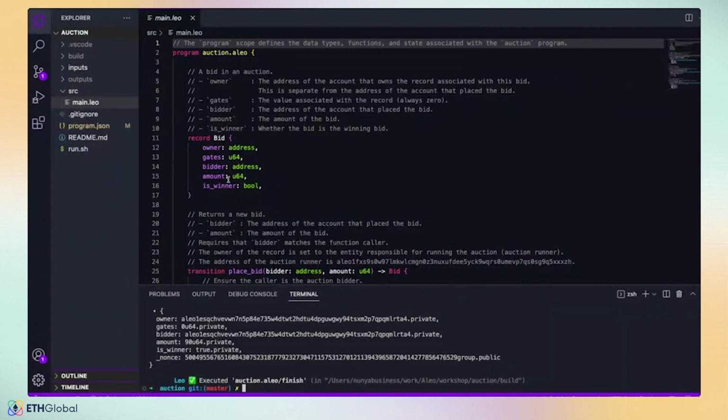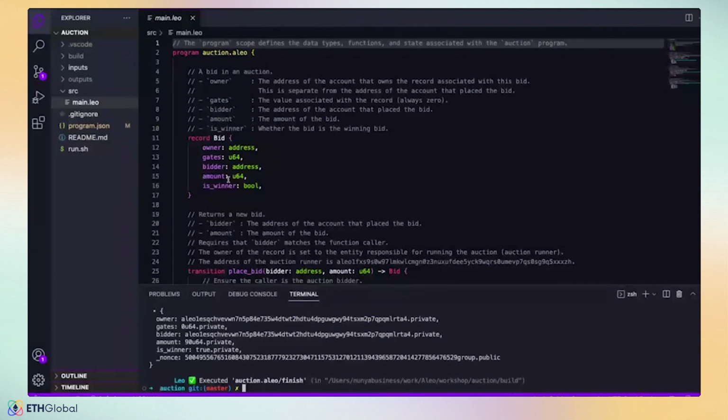Just step through the code a bit and step through the design. So we define a program auction.aleo. With this application, we're going to define some records that are associated with it. The record, we're going to call it a bid. The first two fields of a bid are owner and gates, required fields. And in a bid, the data that's important here is who the bidder is, the amount that was bid, and whether or not this is a winning bid. So with these three pieces of application state, we're going to be able to implement private auctions.